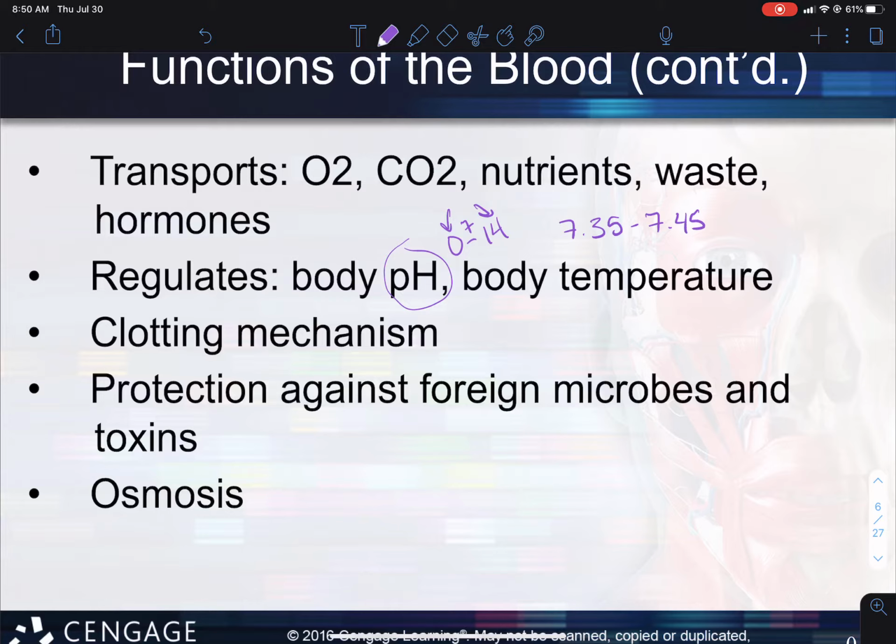Protection against foreign microbes and toxins. The blood is going to help white blood cells travel within it in order to actually target these foreign microbes and toxins. And again, we'll mention that in the lymphatic chapter. And then finally, osmosis, or the movement of water, so the diffusion of water from one area to another. We constantly need to be moving water at any given time.